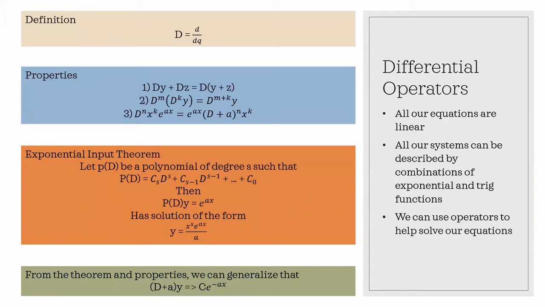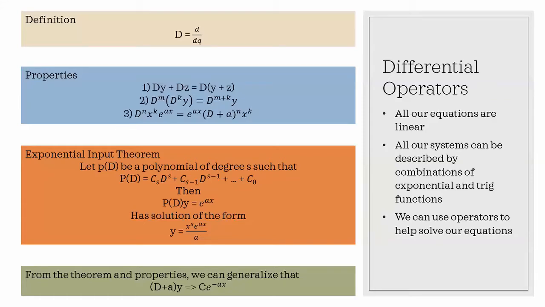So the first important property that comes from making this distinction is our ability to distribute the operator. The second is the ability to multiply the operator. And the third allows us to solve combinations of exponentials and polynomials. There are lots of other properties, but these three are the most relevant to circuit analysis, and they're the ones we'll be using in the class.